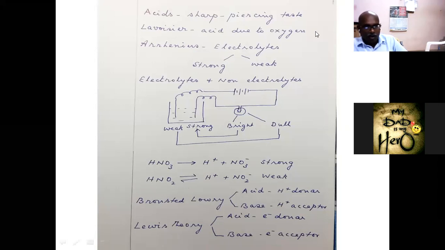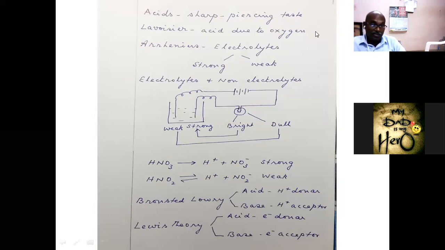Electrolytes and non-electrolytes. Electrolytes are the substances which get dissociated into ions in aqueous solutions, whereas the non-electrolytes will not get dissociated. Say, for example, sodium chloride is an electrolyte. If you put sodium chloride into a beaker containing water, immediately the sodium chloride will get dissolved and it will become Na+ and Cl- ions.